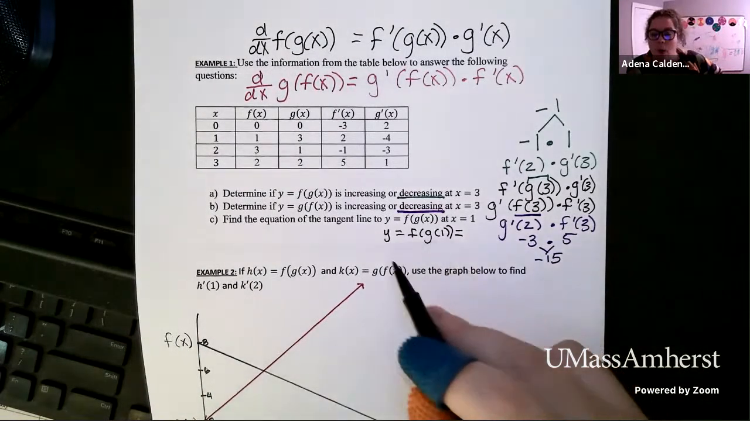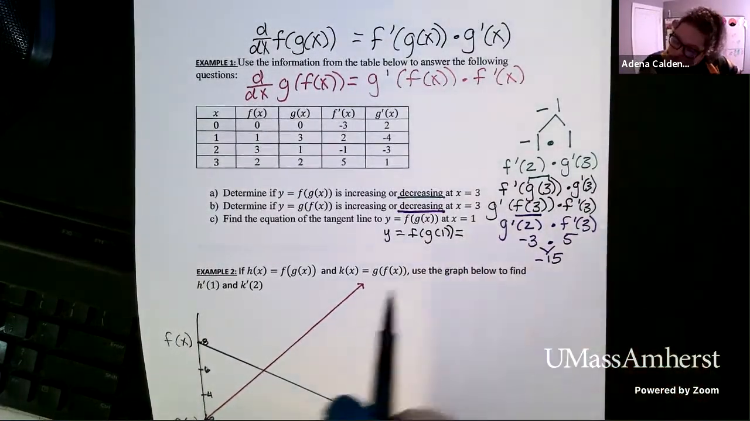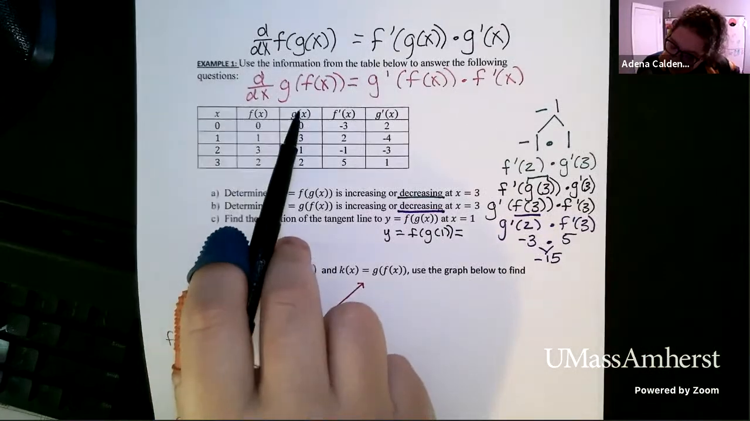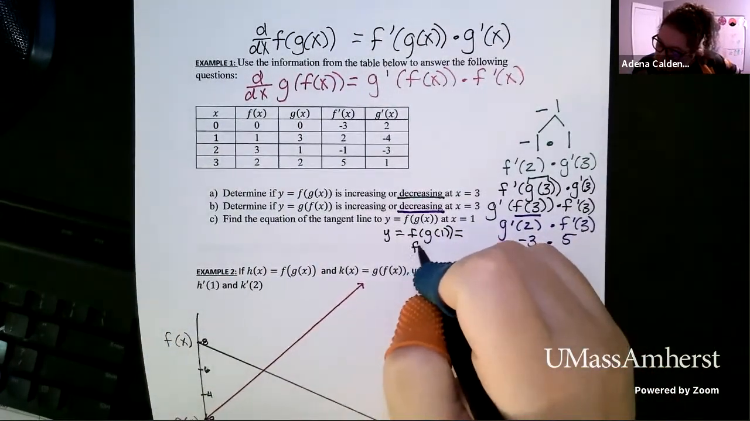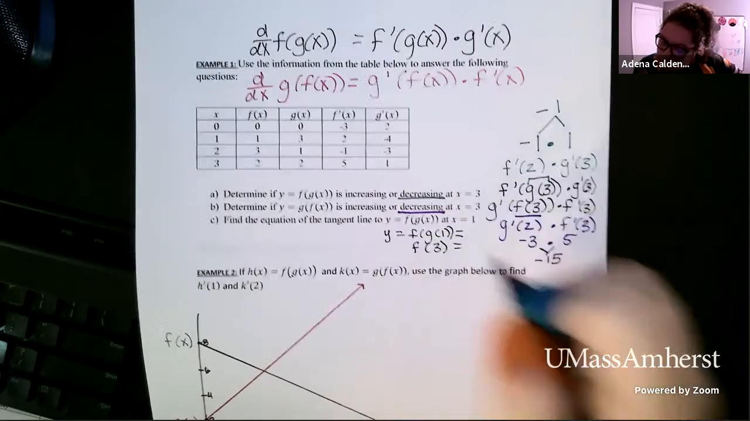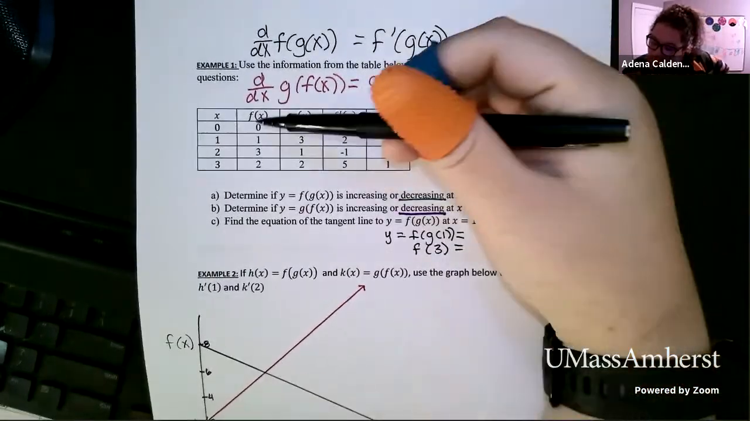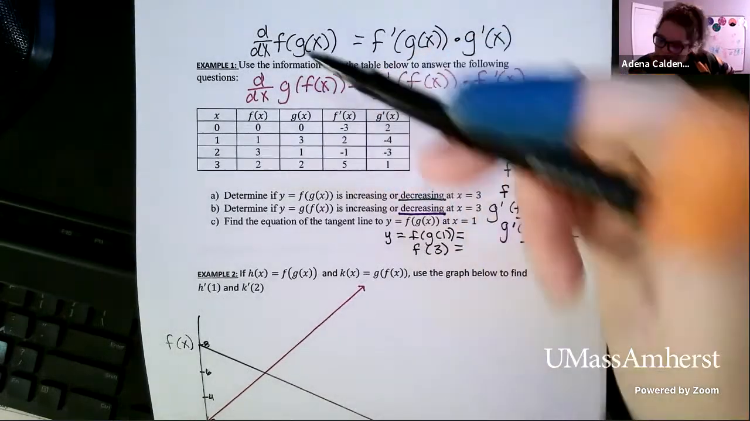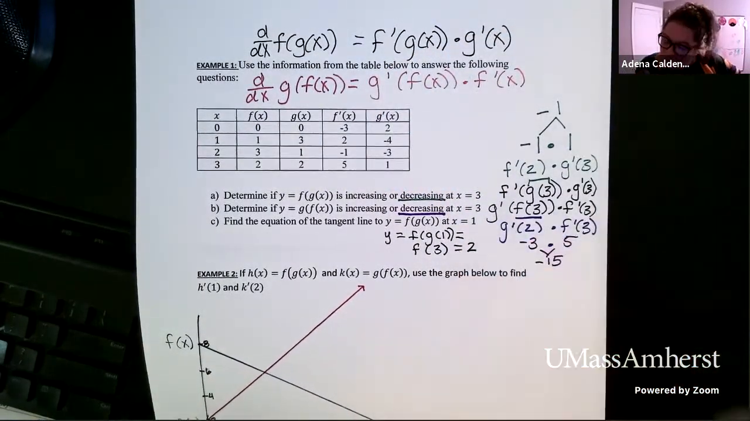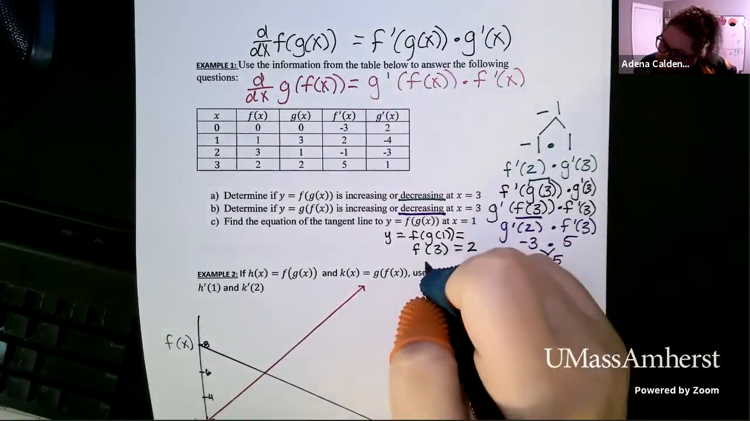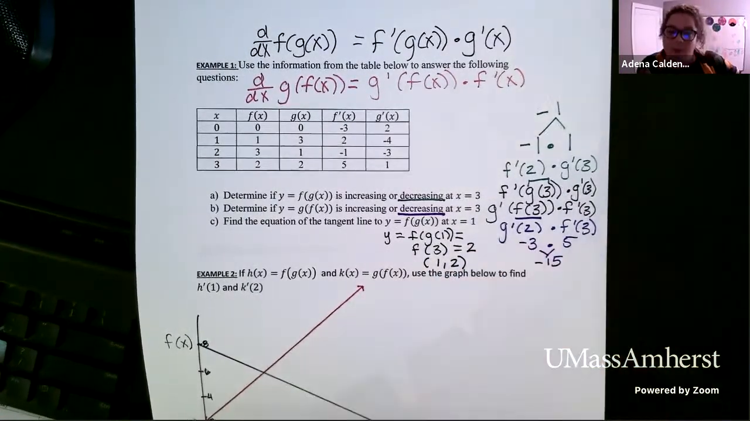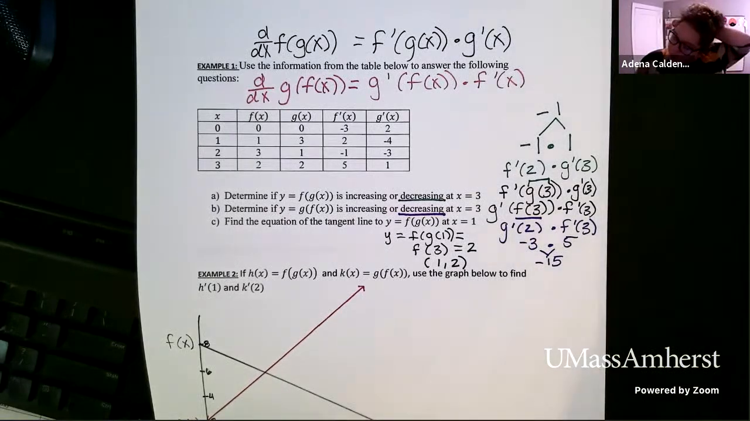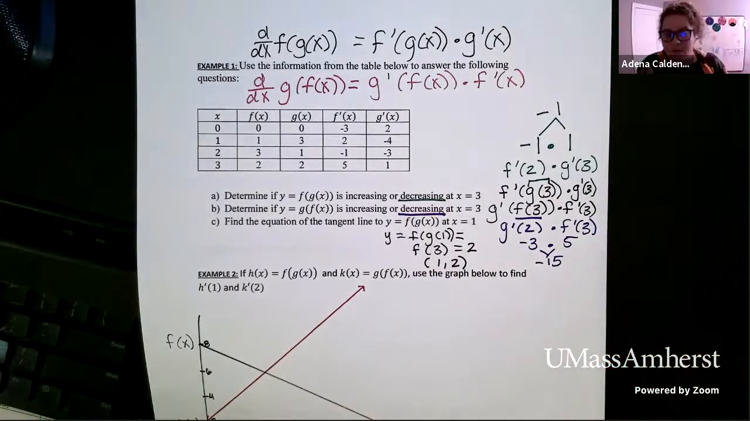That's going to give us the y value. So g of 1, if we come up here, g of 1 is going to give us a value of 3. So this is f of 3. And so f of 3, we go to the f column, we go down to 3, and that gives me a value of 2. So my point here is the point 1, 2. That's the point where the tangent line is going to touch this particular function.